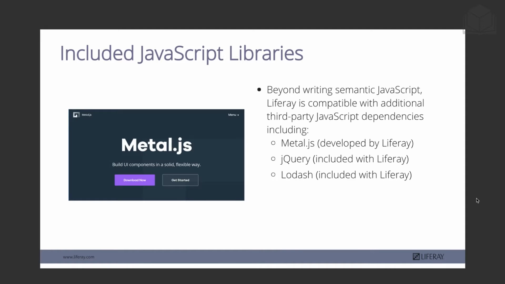And beyond, of course, writing the semantic JavaScript, you do have the ability to take advantage of those JavaScript frameworks that I had mentioned earlier in the earlier videos. So Metal.js, jQuery, and Lodash, okay? Now, in order to do that in the theme, there are some dependencies that you can use, okay? And those dependencies can be found through NPM, okay?